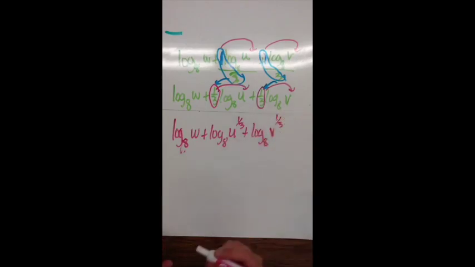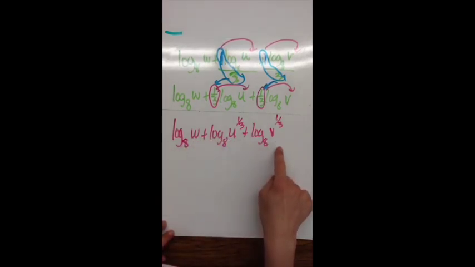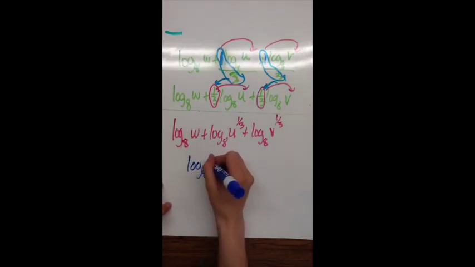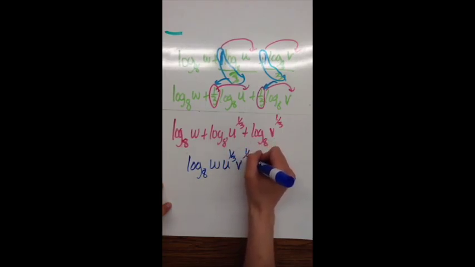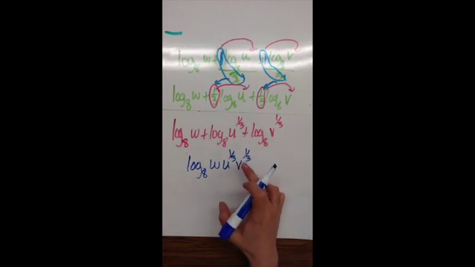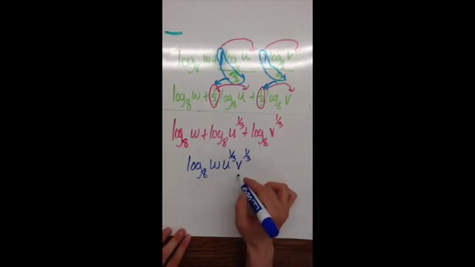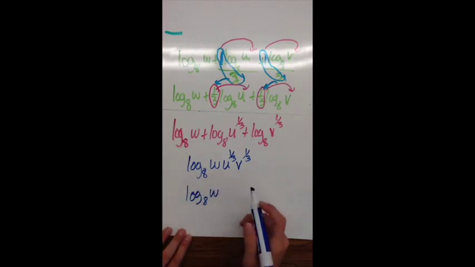to the 1/3. Okay. So notice between all of our logs that they are being added. So all three of these of spots are going to be multiplied when I combine it down to one log. So I'm going to have log base 8 of w, u to the 1/3, v to the 1/3. But remember, your fractional powers can represent a root. So I'm going to rewrite these as a root. So it's going to be log base 8 of w.